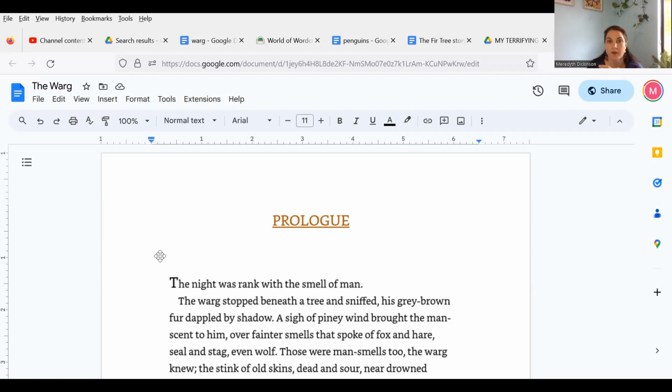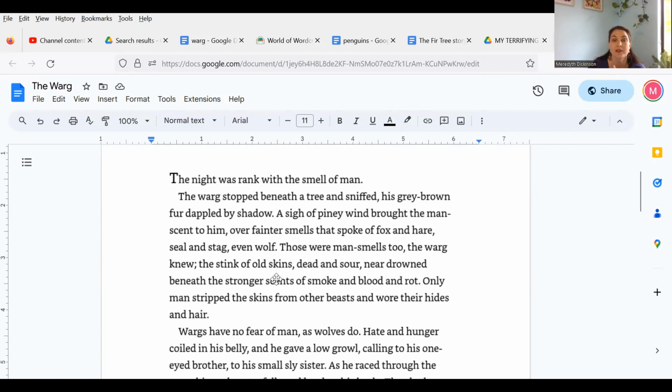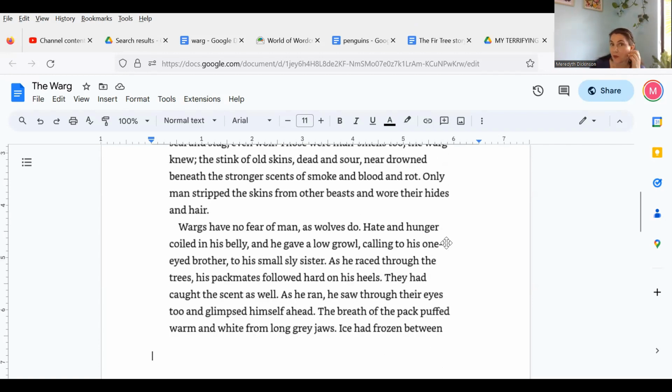The night was rank with the smell of man. The warg stopped beneath a tree and sniffed, his grey-brown fur dappled by shadow. A sigh of piney wind brought the man scent to him, over fainter smells that spoke of fox and hare, seal and stag, even wolf. Those were man smells too, the warg knew. The stink of old skins, dead and sour, near drowned beneath the stronger scents of smoke and blood and rot. Only man stripped the skins from other beasts and wore their hides and hair.